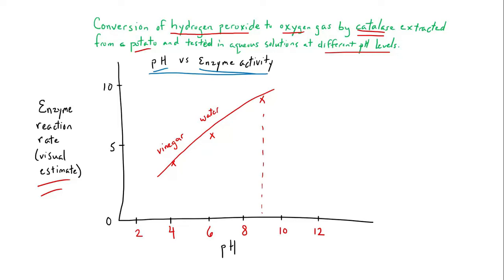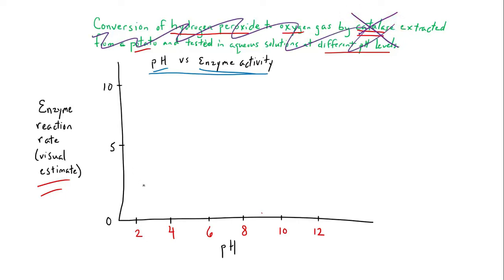Let me also add something else. What can we generalize from this? Let's get rid of the old data and let's ignore catalase. Let's just kind of ignore this whole thing and say, if we're just talking about any enzyme, then it's most likely to have an optimal pH of 7. So the highest activity, the optima, is going to be around 7. Again, this is just for most of them.